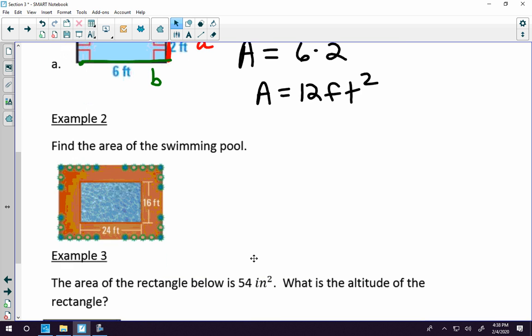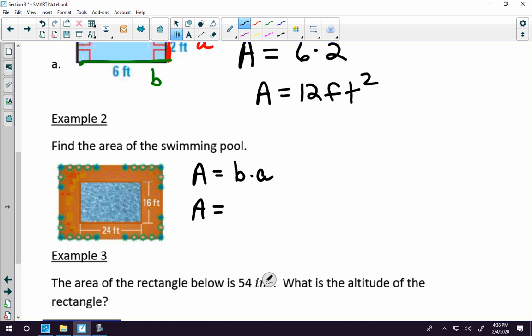Example 2, it says find the area of the swimming pool. Well, again, they want you to find the area, so we're solving for the area. We know it's a rectangle, so we're going base times altitude equals capital A for area. Substituting in our knowns, the base length is 24 feet, the altitude is 16 feet, and so the area inside this rectangle is going to be 24 times 16.